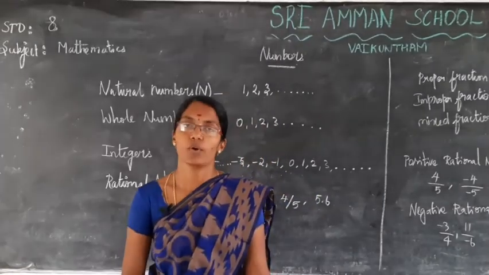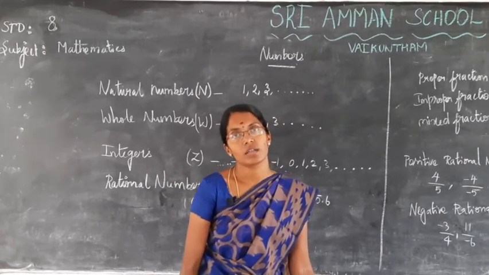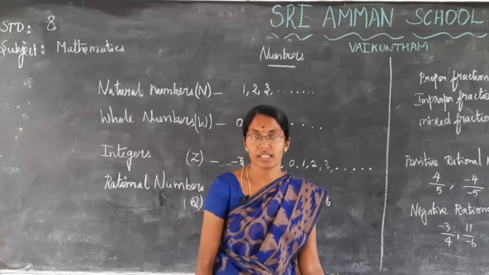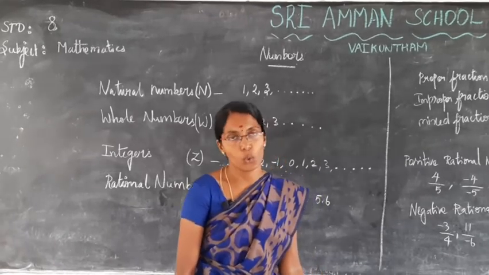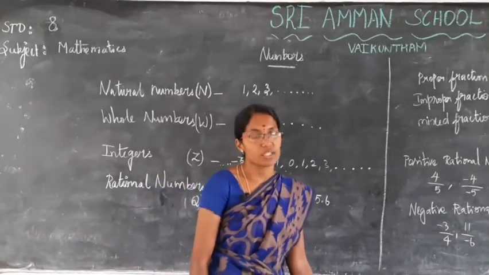So today we are going to discuss the chapter numbers. What do you mean by numbers? You know what numbers are, right? Up to 7th standard you had studied clearly about natural numbers, whole numbers and integers. Today we are going to see about rational numbers.